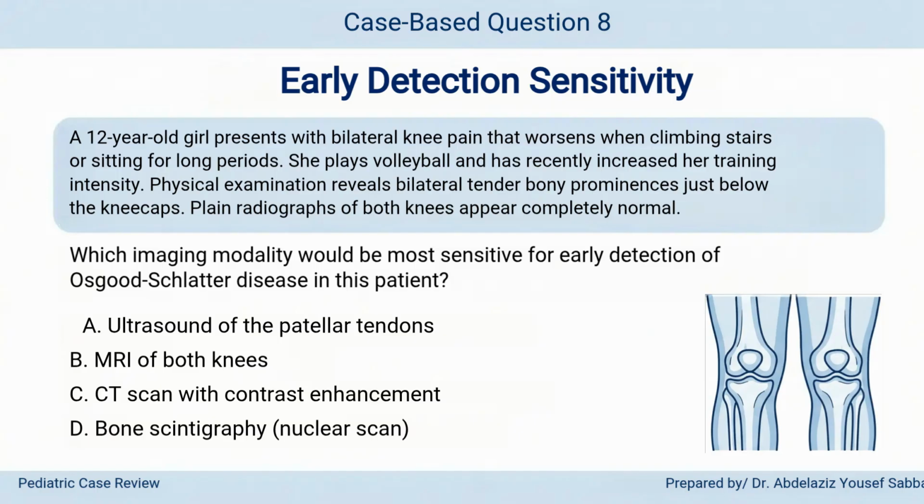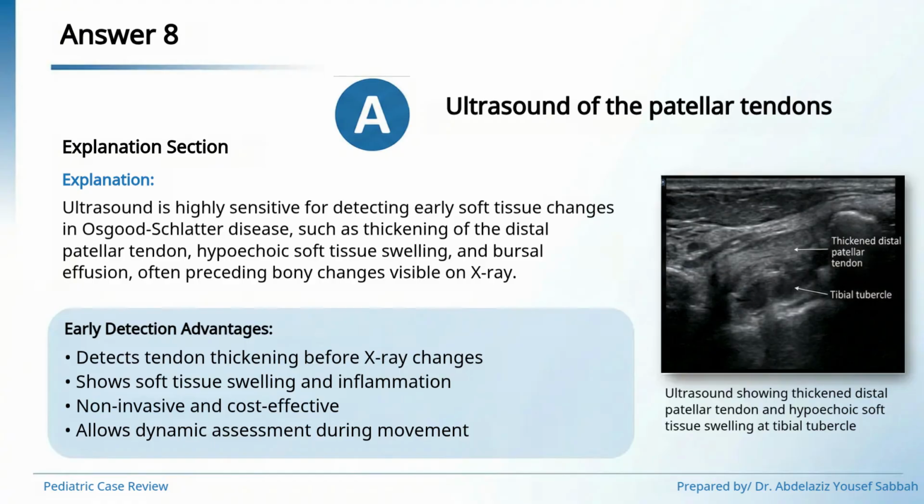Option A. Ultrasound of the patellar tendons. Option B. Magnetic resonance imaging of both knees. Option C. Computed tomography scan with contrast enhancement. Option D. Bone scintigraphy using a nuclear scan. The correct answer is option A, ultrasound of the patellar tendons.